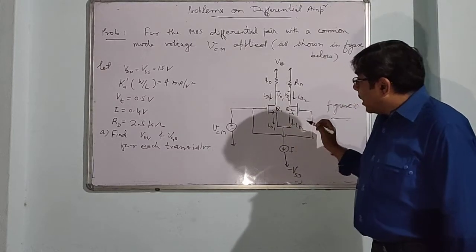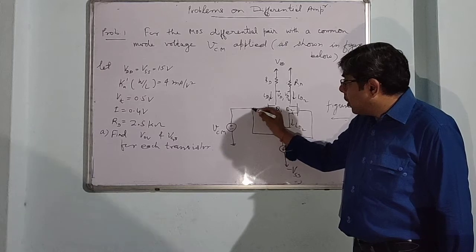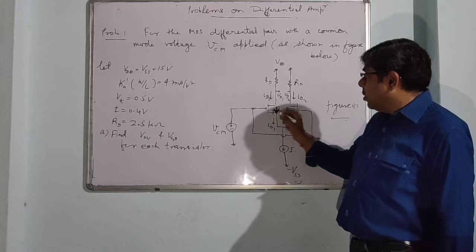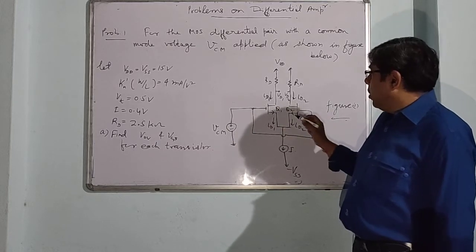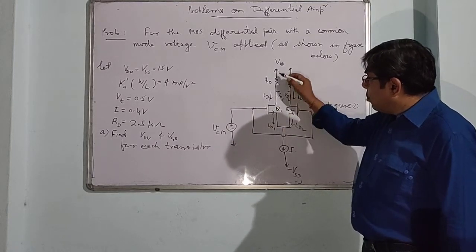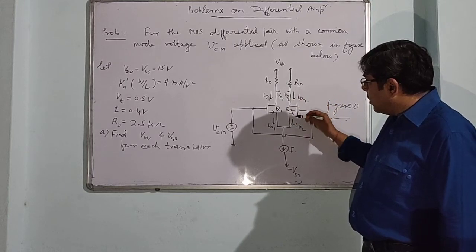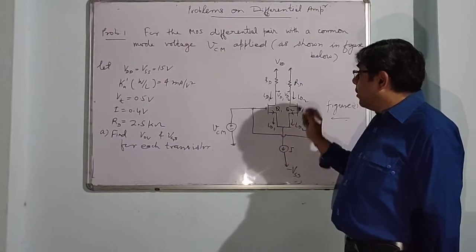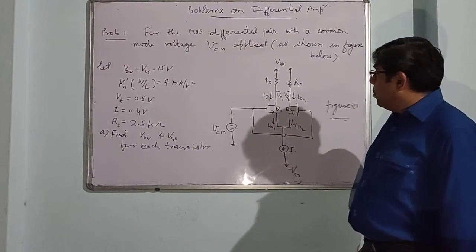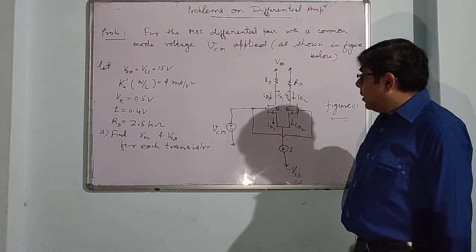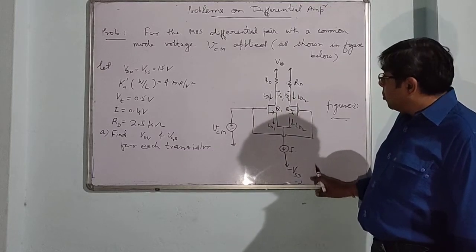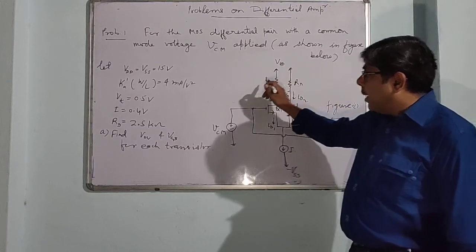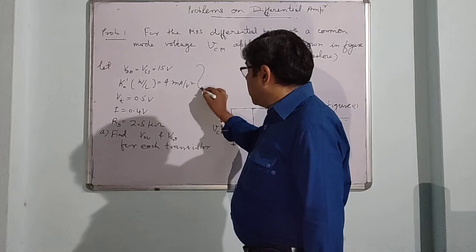In this diagram, we have a common mode input VCM, which is common to both gates of Q1 and Q2. ID1 is the current through Q1, ID2 is the current through Q2, and VD1 and VD2 are potentials at the drain terminals. We have two supplies, source supply and drain supply, and these are given parameters.